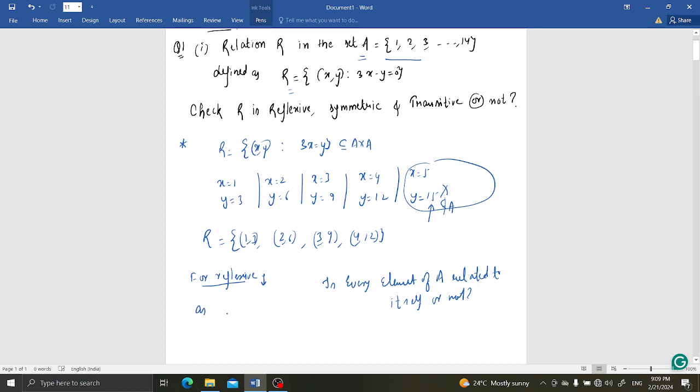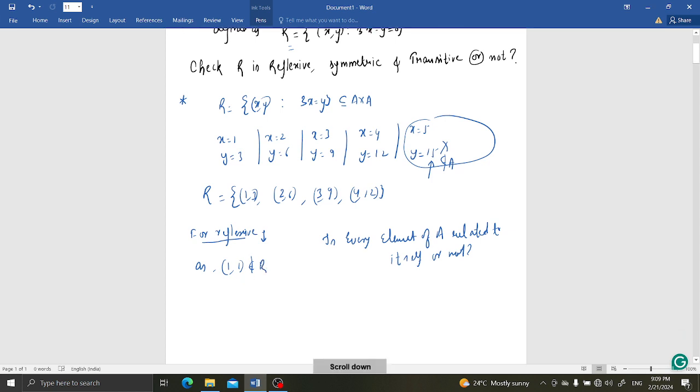As (1, 1) does not belong to R. Here I am taking (1, 1). You can take (2, 2), (3, 3), (4, 4). It's your choice, because for discarding something, only one example is sufficient. As (1, 1) does not belong to R, this implies R is not reflexive.